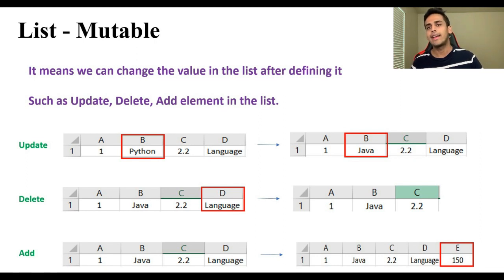And later on, I realize that, hey, I need to update some of the values of the list. Maybe due to some reason, I need to update their values. So list provides you the functionality that you can update the value. So basically, list is mutable.